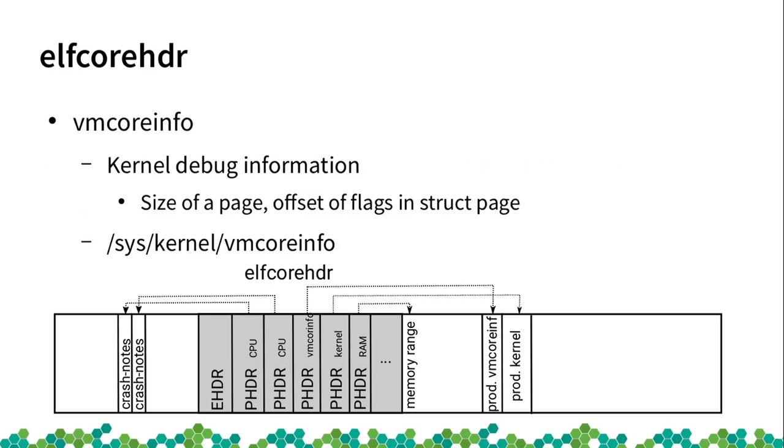VMCOREINFO is a data structure in the kernel which is used to describe how the kernel looks like. It's for debug information, so you can, for example, see the page size, or the offset of the flags in struct page, how big a struct is, etc. That's necessary to later be able to analyze the kernel part of the memory dump. And that's also stored somewhere in the production system memory, and you can read this with this kernel vmcoreinfo.